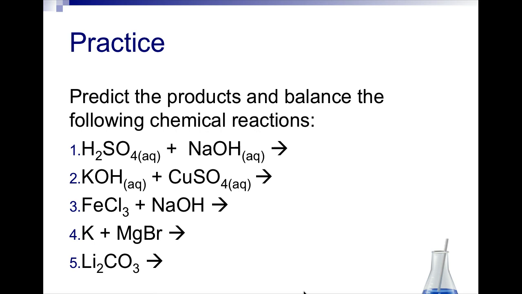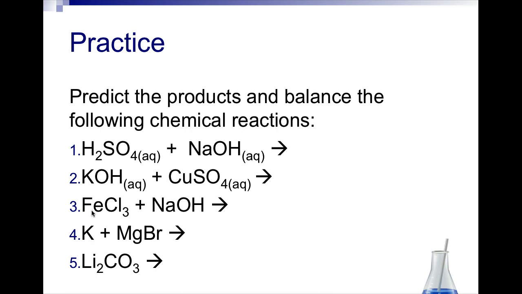Now, we'll practice predicting some products and balancing the reactions below. So we have dihydrogen sulfate, also known as sulfuric acid, plus sodium hydroxide. This is a double displacement reaction. So we will have sodium replace the hydrogen, and the hydrogen will replace the sodium. Here is another double displacement reaction where potassium will replace copper and copper will replace potassium.